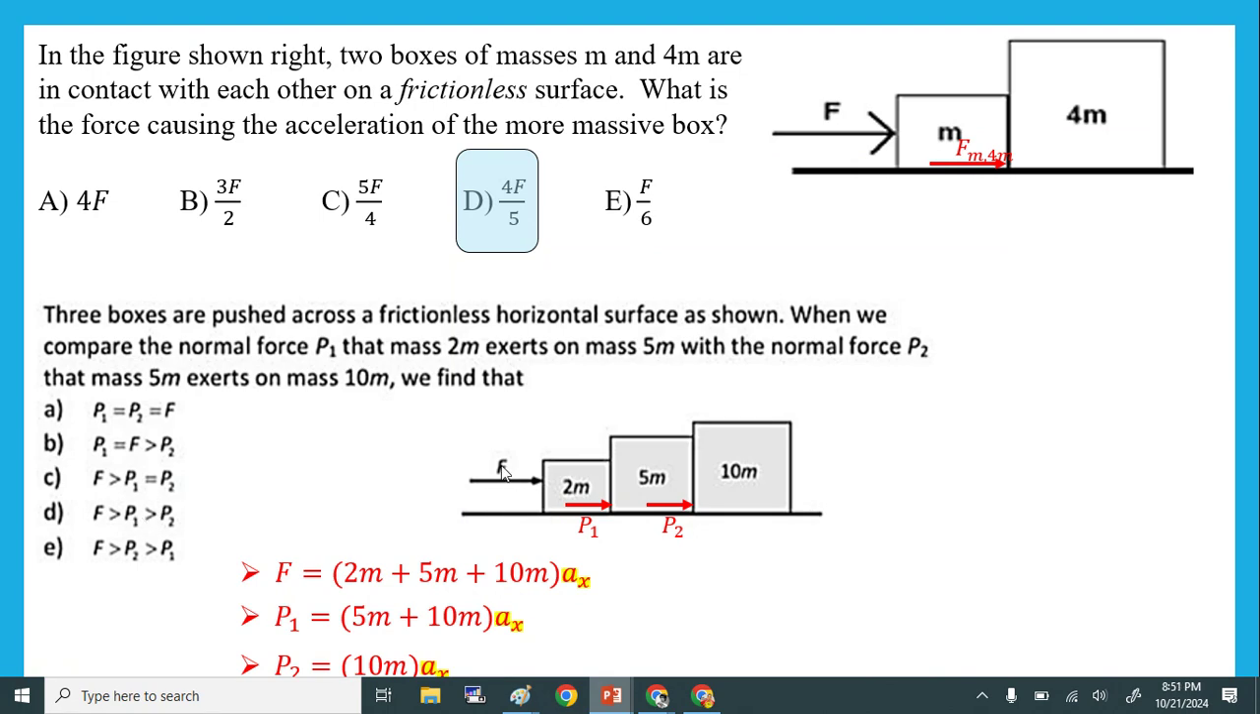P1 falls in between F and P2, so P1 is only pushing 15m, while P2 is only pushing 10m. If you push less mass, you need less force. If you push more mass, you need more force. So for this particular problem, just by using deduction, I'm going to go with choice D as my answer.